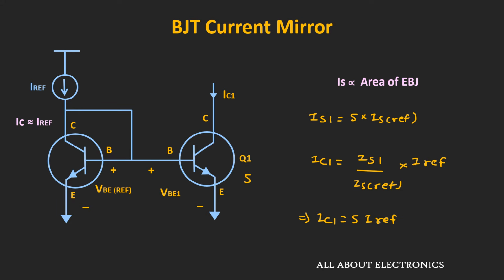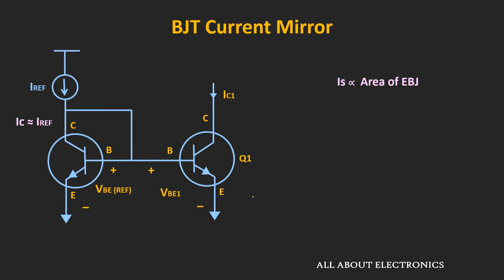On the other hand, if the area of this transistor Q1 is 1/5 of the area of this reference transistor, or effectively 1/5 of the area of the emitter base junction of this reference transistor, then in that case this IC1 would be 1/5 of the I reference. So in this way, it is possible to generate a multiple or a fraction of the reference current.